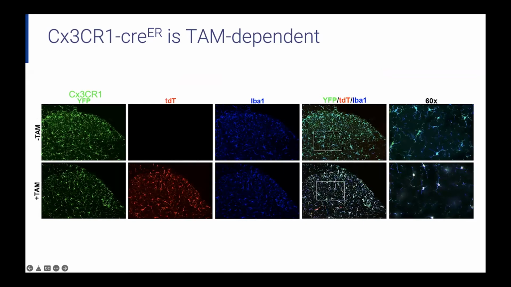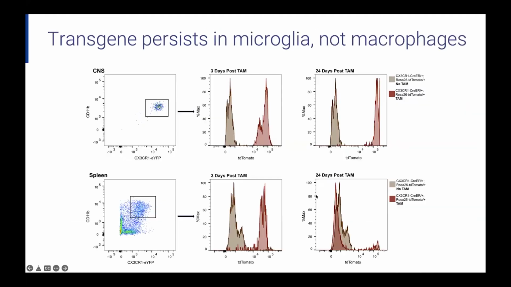So you can see here, this is again spinal cord dorsal horn, and without tamoxifen, we don't see any TD tomato. With tamoxifen, we see beautiful expression of TD tomato in these CX3CR1 cells. And then what we did is we looked at the turnover. So we looked at 3 days versus 24 days post-tamoxifen, and with TD tomato by flow cytometry. And you can see here in the top is the CNS, and you see this persistent TD tomato expression out to 24 days after tamoxifen. Whereas in the macrophages from the spleen, there's TD tomato expression initially, but after 24 days, these cells have turned over and they no longer express the TD tomato.